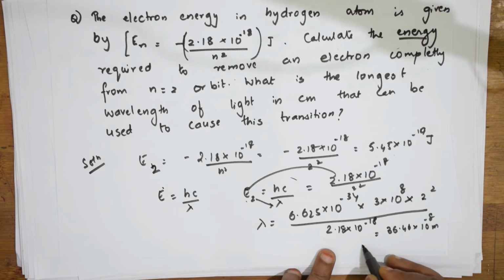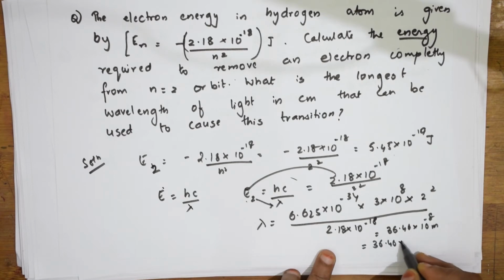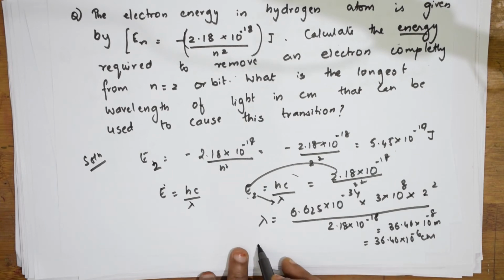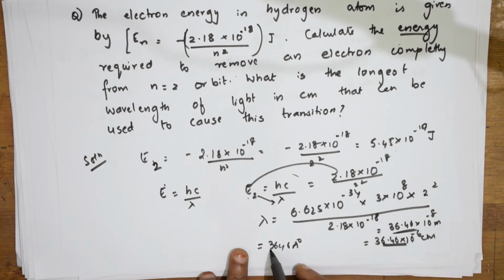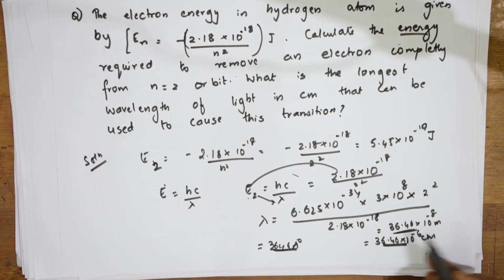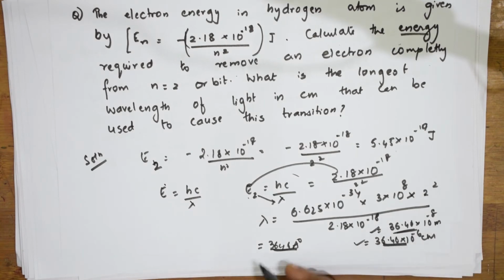Further, if I write in centimeters, this becomes 3646 into 10 raised to the power of minus 6 centimeter. You can also write this in angstroms: 3646 angstroms. Please see in the first video where I did wave characteristics, I've shown you all the conversions: how to convert into meter, into centimeter, into angstroms. Please watch that video so that you have a clear idea how I am converting. So I have got 3 answers: one in meter, one in centimeter, one in angstroms. Basically the same formulas I'm applying again and again.